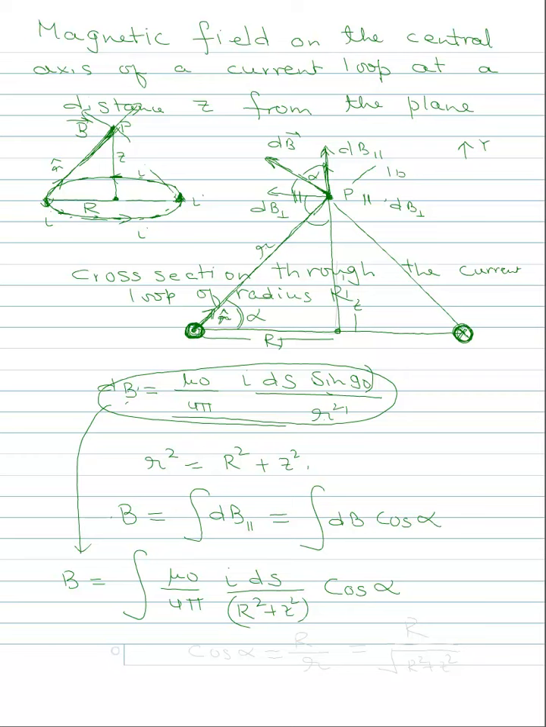Notice from this triangle here, cosine alpha is nothing but capital R divided by little r, and little r is nothing but the square root of capital R square plus z square. So in other words, cosine alpha is R divided by little r, or R divided by the square root of R square plus z square. So let's plug that in over there.